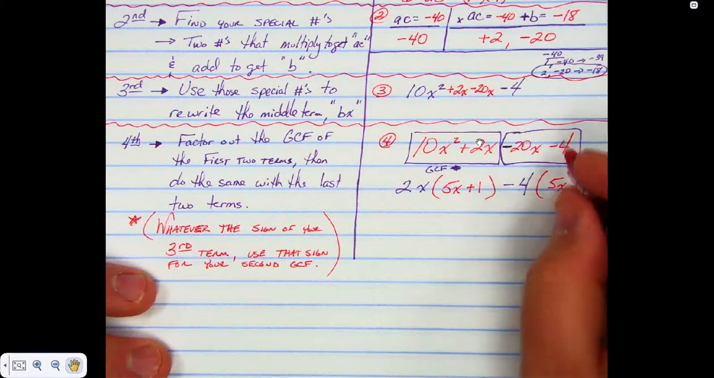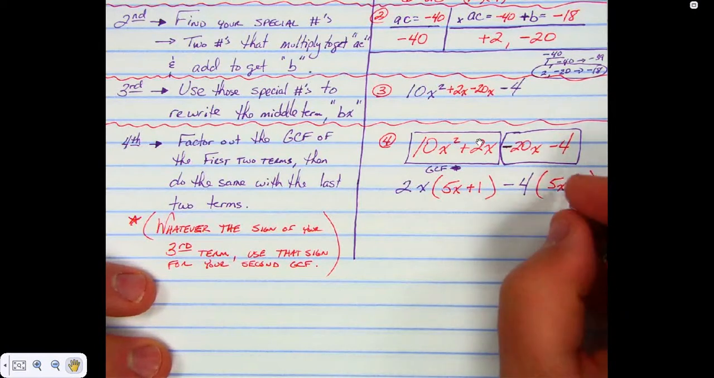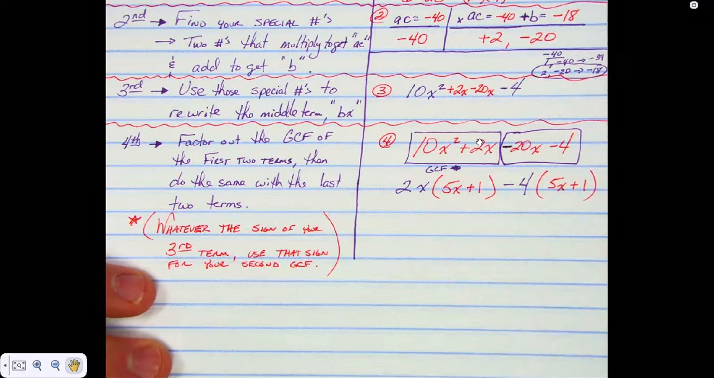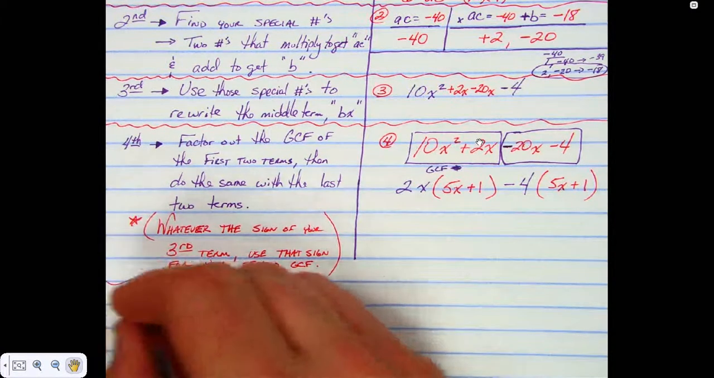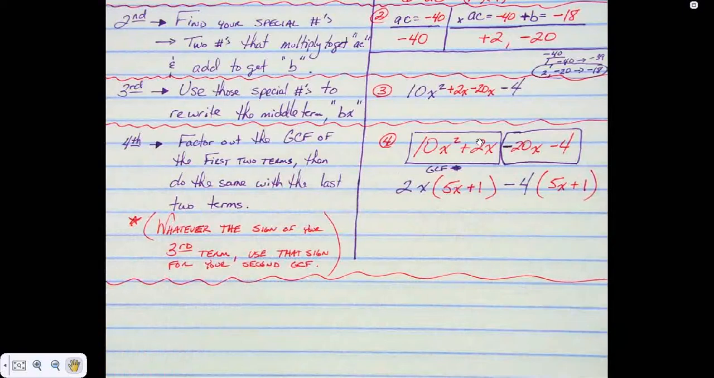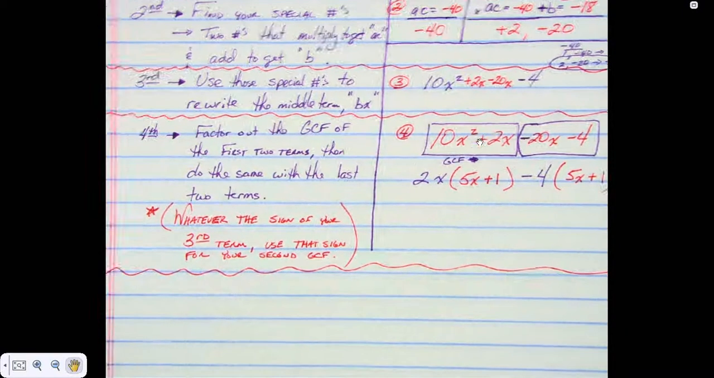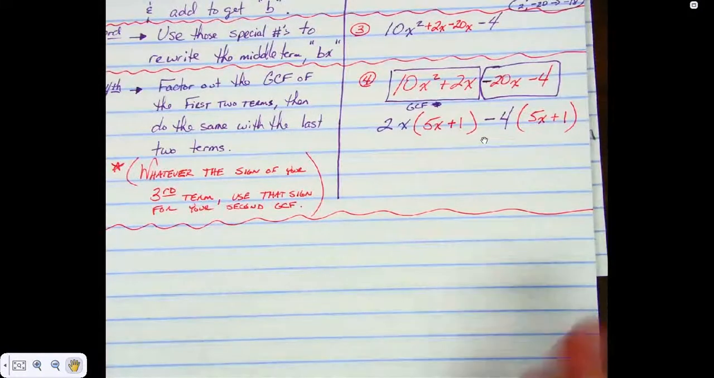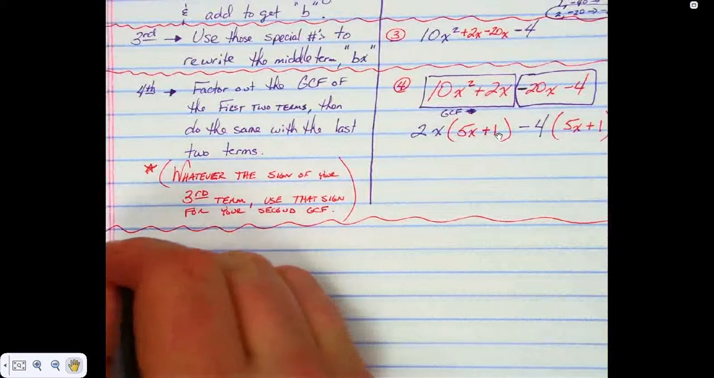Now a negative 4 times what is a negative 4? Positive 1. Now you are what? Done. You are done. Fifth step, and we'll write all this down, and like I said, I'll make a copy of it.